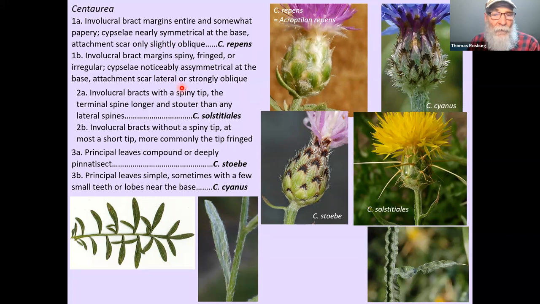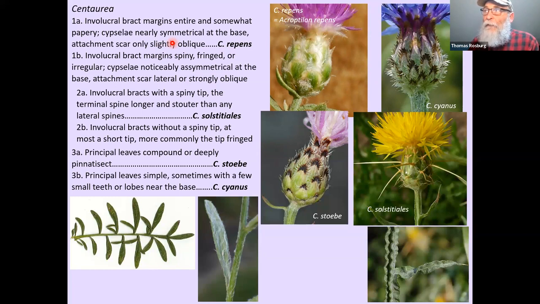And remember in the centurias, they had those fruits, the cypselas, that had an asymmetrical base. If you go back to the picture that we used to separate centurias from cirsiums, most of them had a little pit or little invagination on the base of the cypsela where it was attached. Well, that's what's being described here for C. repens, which is Russian knapweed. It looks more like a cirsium, basically, is what this is saying.